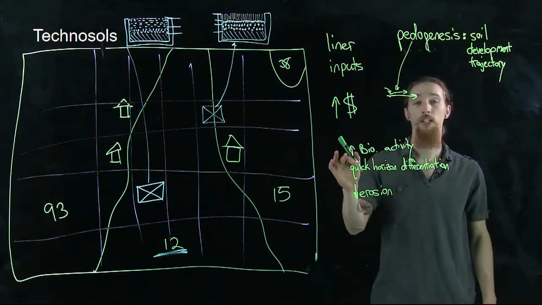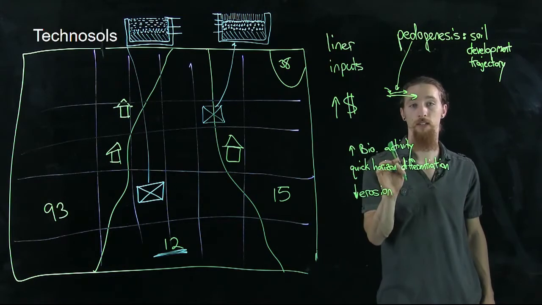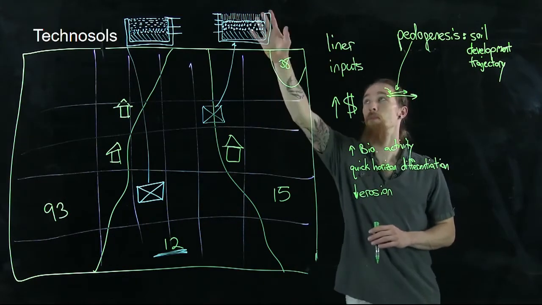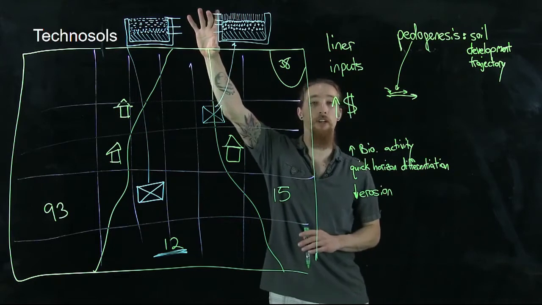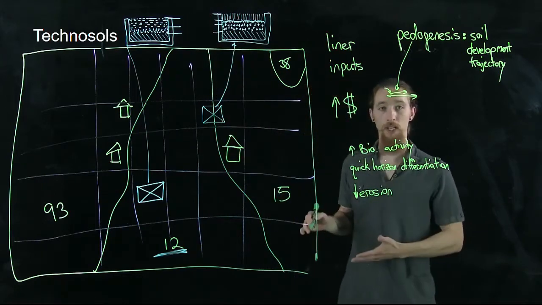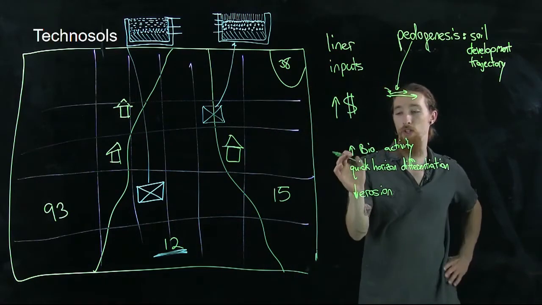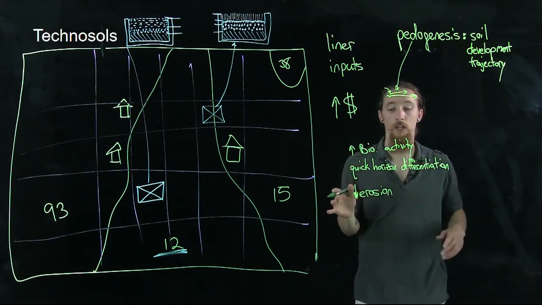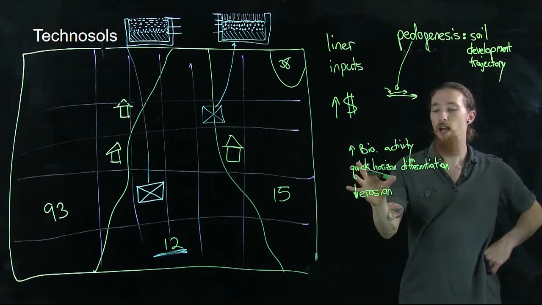First, Technosols tend to have higher biological activity. This is often because they are artificially enriched because there is some intent to grow some kind of plants there, and so there's a lot of food for the soil microorganisms. There's also quick horizon differentiation.